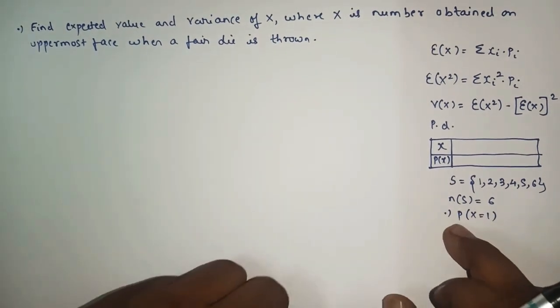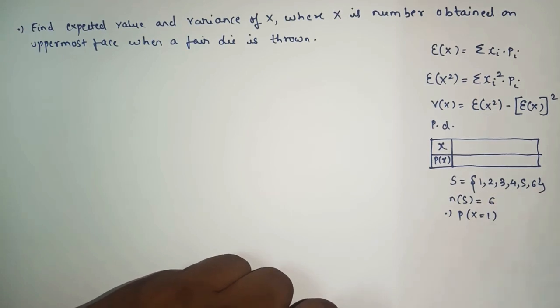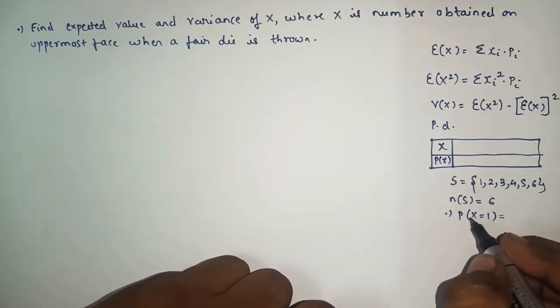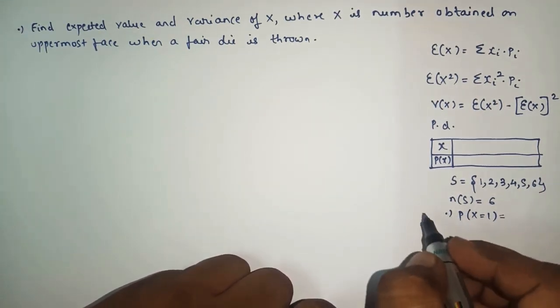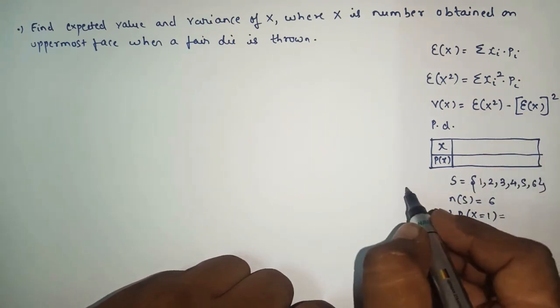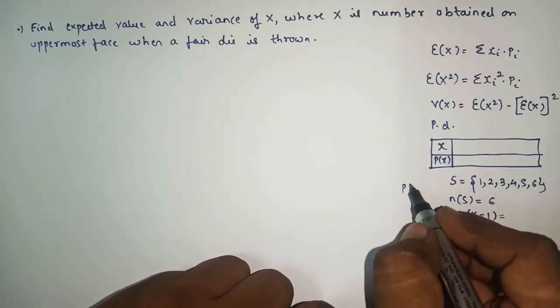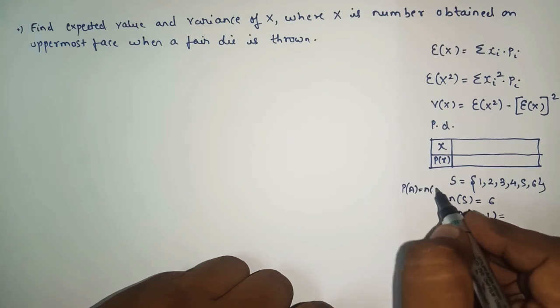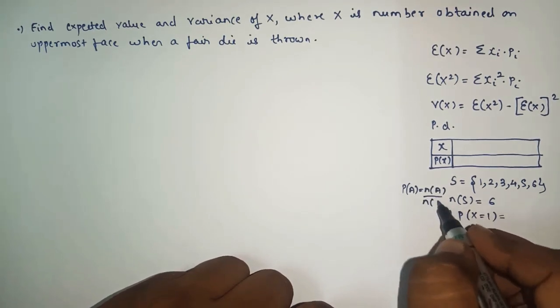Suppose we have to find the probability of getting 1 on the dice. What is the formula to find probability? As we all know, it is n of A upon n of S, yes or no?